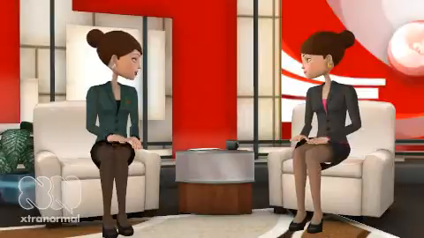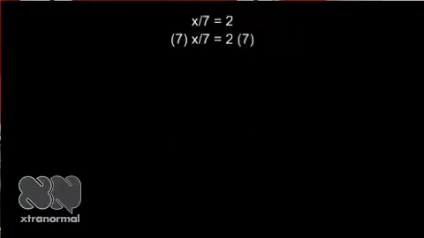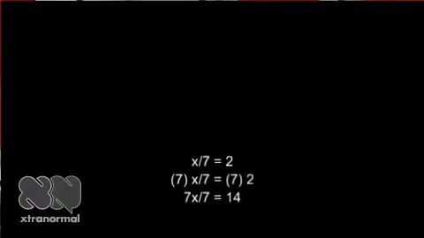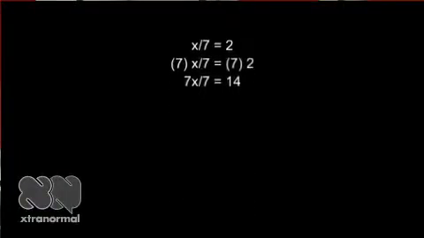So I am going to multiply both sides by 7. Once I do that, then I have 7x over 7 equals 14. So the answer is 7x divided by 7 equals 14?